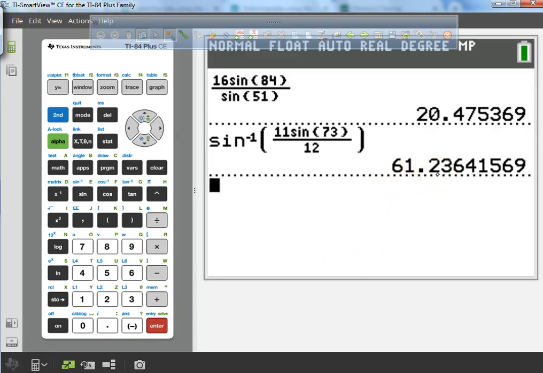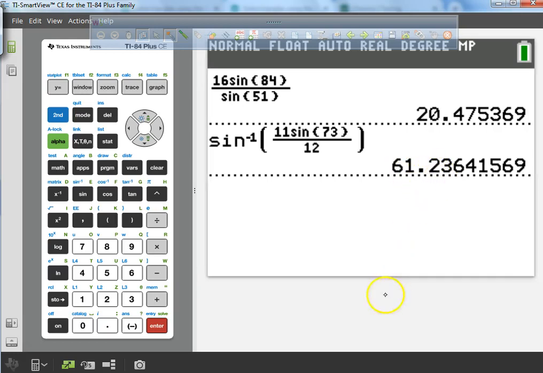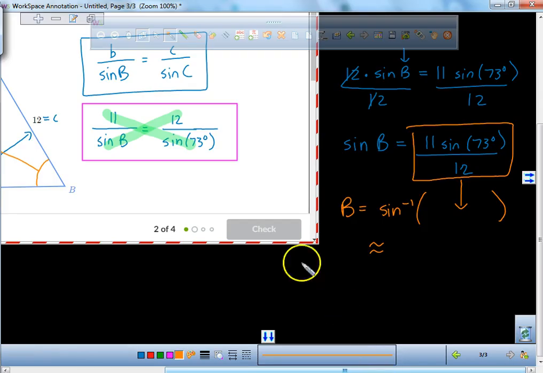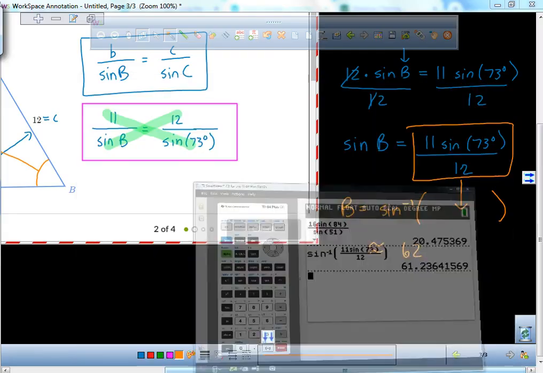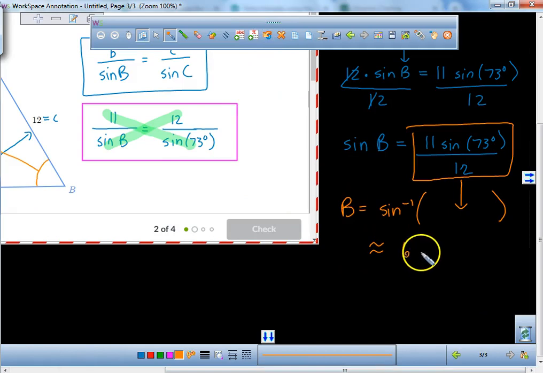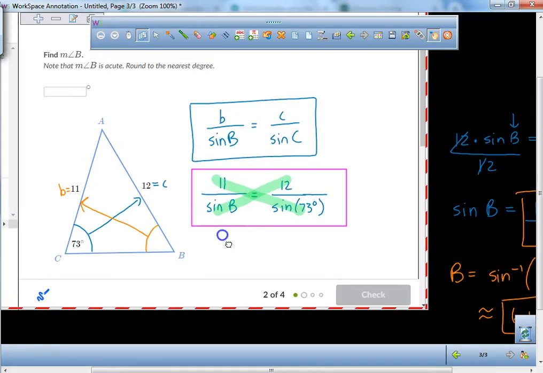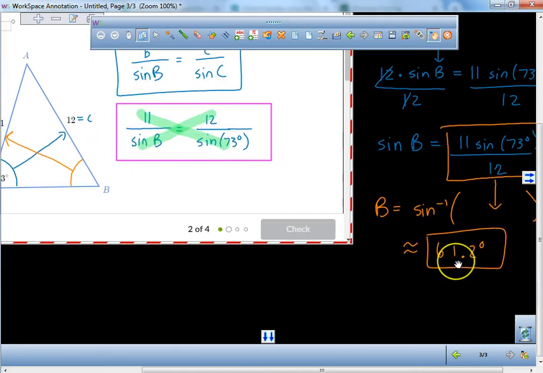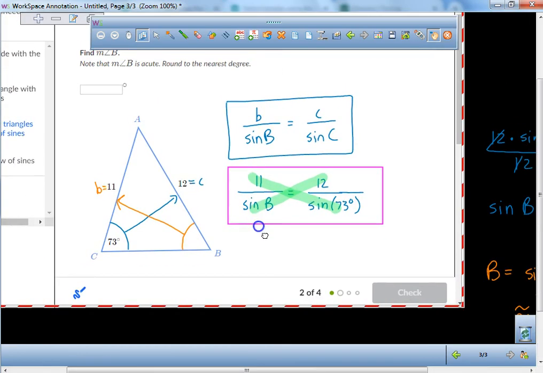61.2 degrees. All right, 61.2. Well, you know what? That's not super far away from 73. So I'm going to put 61.2. My apologies. All right, 61.2 degrees. And it says rounded to the nearest degree. So I'm just going to put 61. Nearest degree, 61.